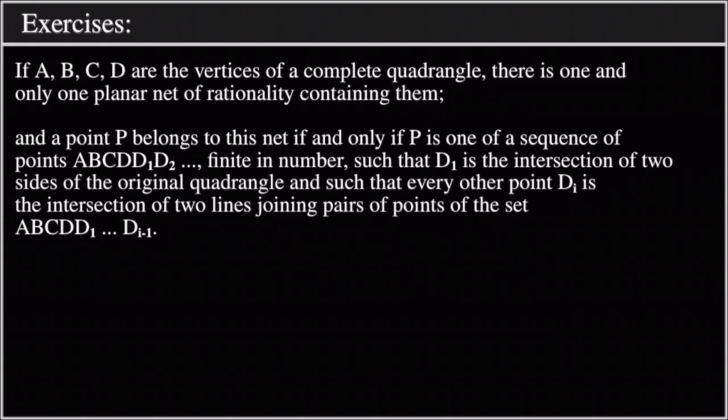Exercise: if A, B, C, D are the vertices of a complete quadrangle, there is one and only one planar net of rationality containing them, and a point P belongs to this net if and only if P is one of a sequence of points A, B, C, D, D1, D2, finite in number, such that D1 is the intersection of two sides of the original quadrangle, and such that every other point Di is the intersection of two lines joining pairs of points of the set A, B, C, D, D1, through Di minus 1.